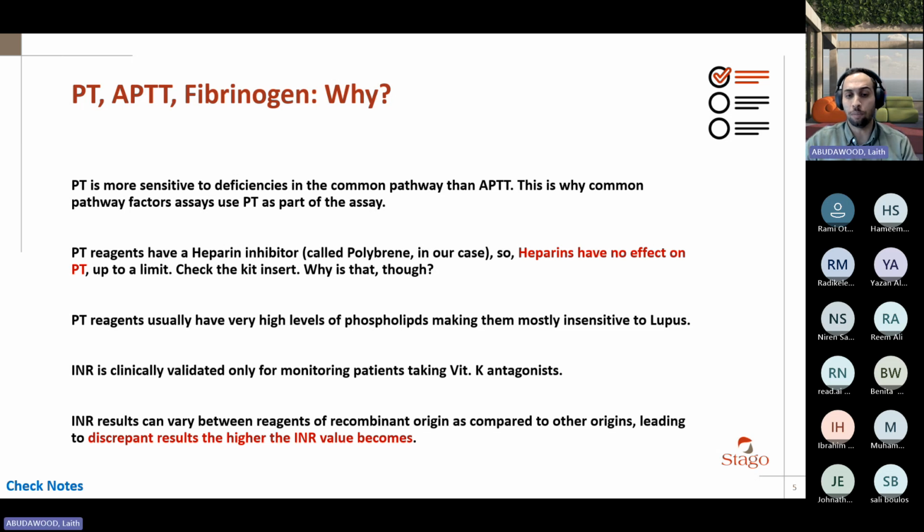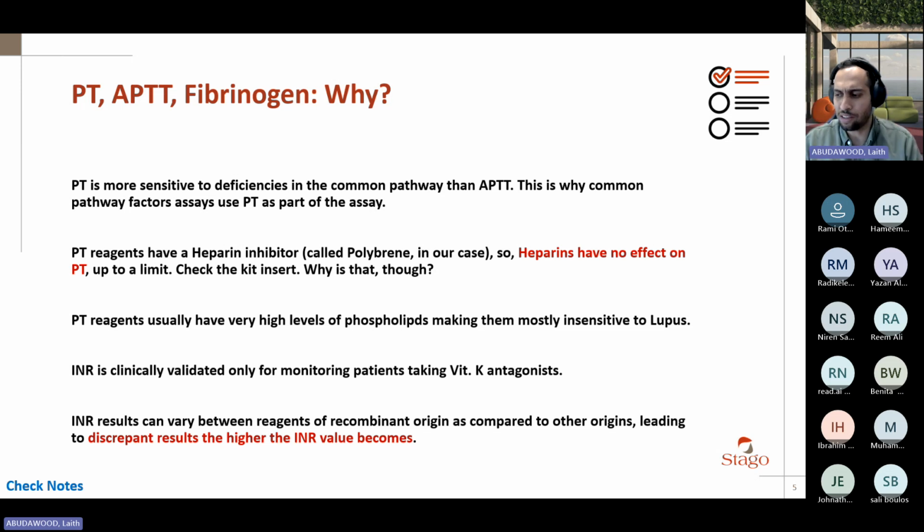Now, the other thing which is very important, which many people may not realize, is that PT reagent has a heparin inhibitor. So even if your patient has heparin, particularly unfractionated heparin, PT is not sensitive to that up to a certain limit. For example, if unfractionated heparin in the patient's blood is higher than 1 IU per ml, then PT will be affected. But 1 IU per ml for unfractionated heparin is way too high. It's very unlikely you will encounter that. This heparin inhibitor is called polybrene. It's the name of the compound.